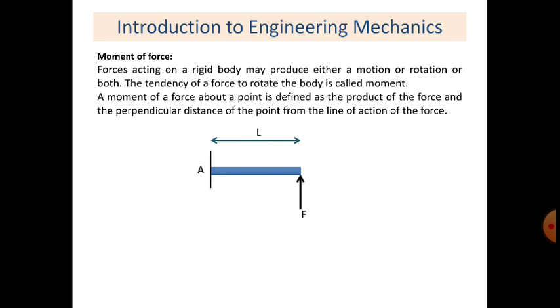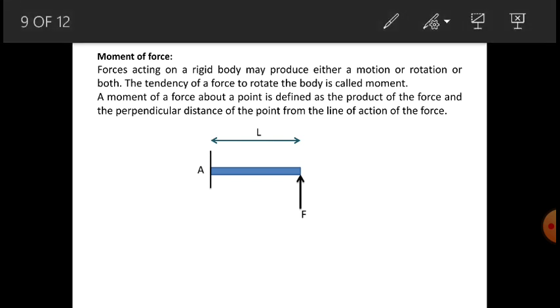Okay, there is a rotational effect on that object or the body, that is called moment. That rotational effect is called moment. The forces acting on the rigid body may have either motion or rotation, or both. So the tendency of a force to rotate the object is called moment, right?